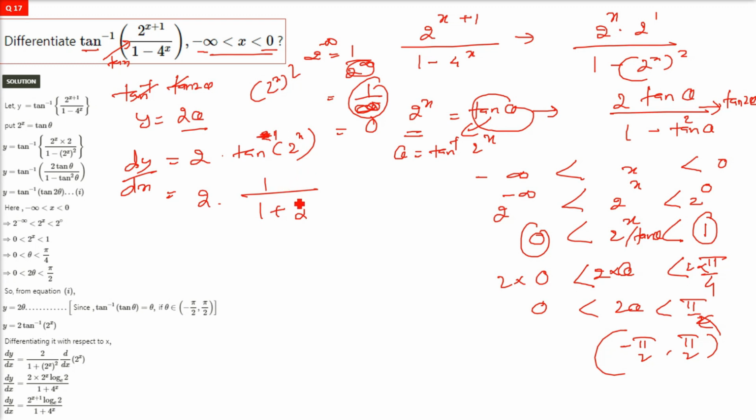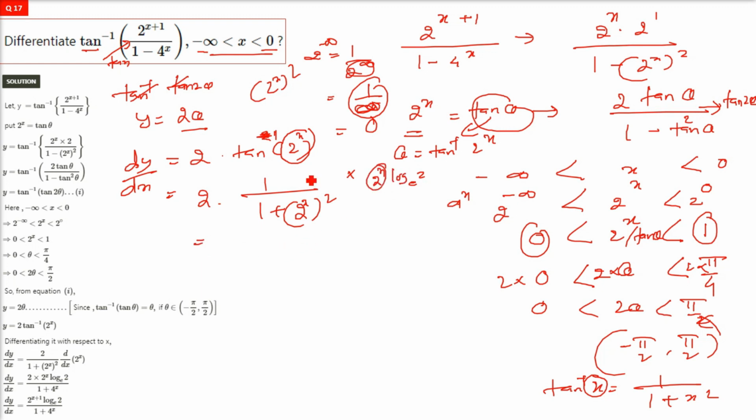And what after that? Because we have to follow the chain rule. So the differentiation of 2 to the power x will also be done. See, tan inverse x differentiation is 1 by 1 plus x square, so here 2 to the power x whole square, which is 2 to the power 2x, actually 4 to the power x. What is 2 to the power x? It is of the form a to the power x. And a to the power x differentiation is what? a to the power x log base e a, which is 2 in this case.